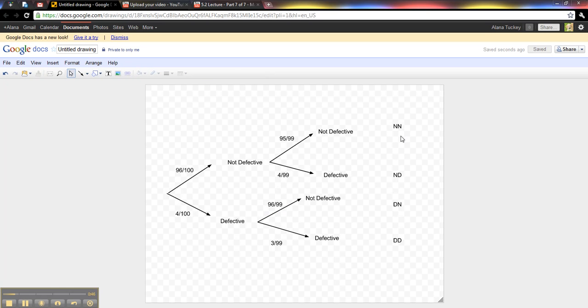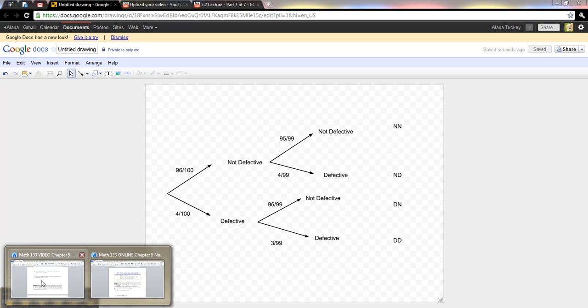And I chose to write it up this way. NN for non-defective, non-defective. ND for not defective, and then a defective one. DN for a defective one first, and then a non-defective one. And DD for defective, defective. Just like with algebra, there's an order to this. So I'm assuming that one's on the left or first and one's on the right or second.